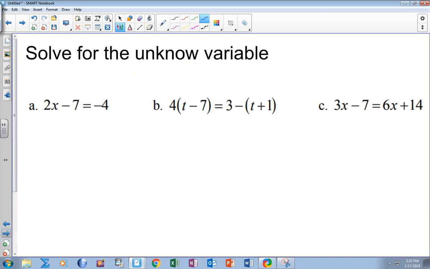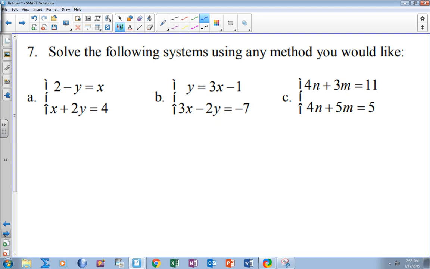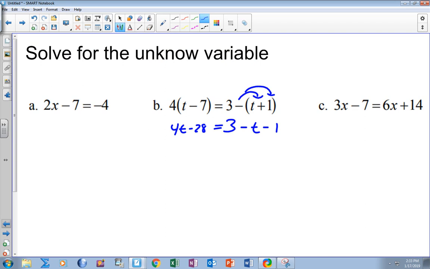All right, you guys are good with this, right? Remember for this one, you just distribute this negative sign, so that should be 3 minus T minus 1. So just make sure that you did not say negative 3T minus 3 when you solve that. For these systems of equations, remember just substitution, elimination, graphing, or matrix.